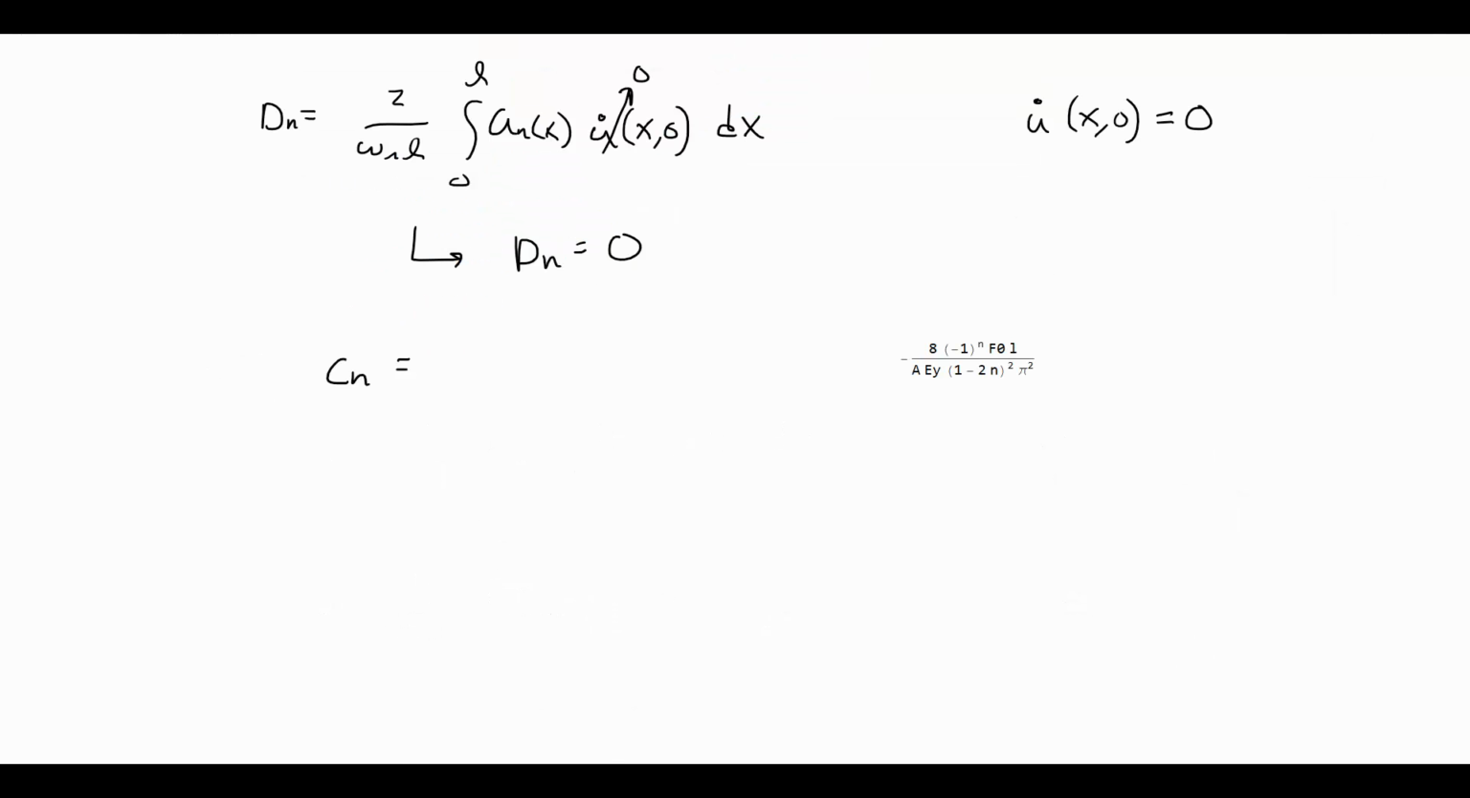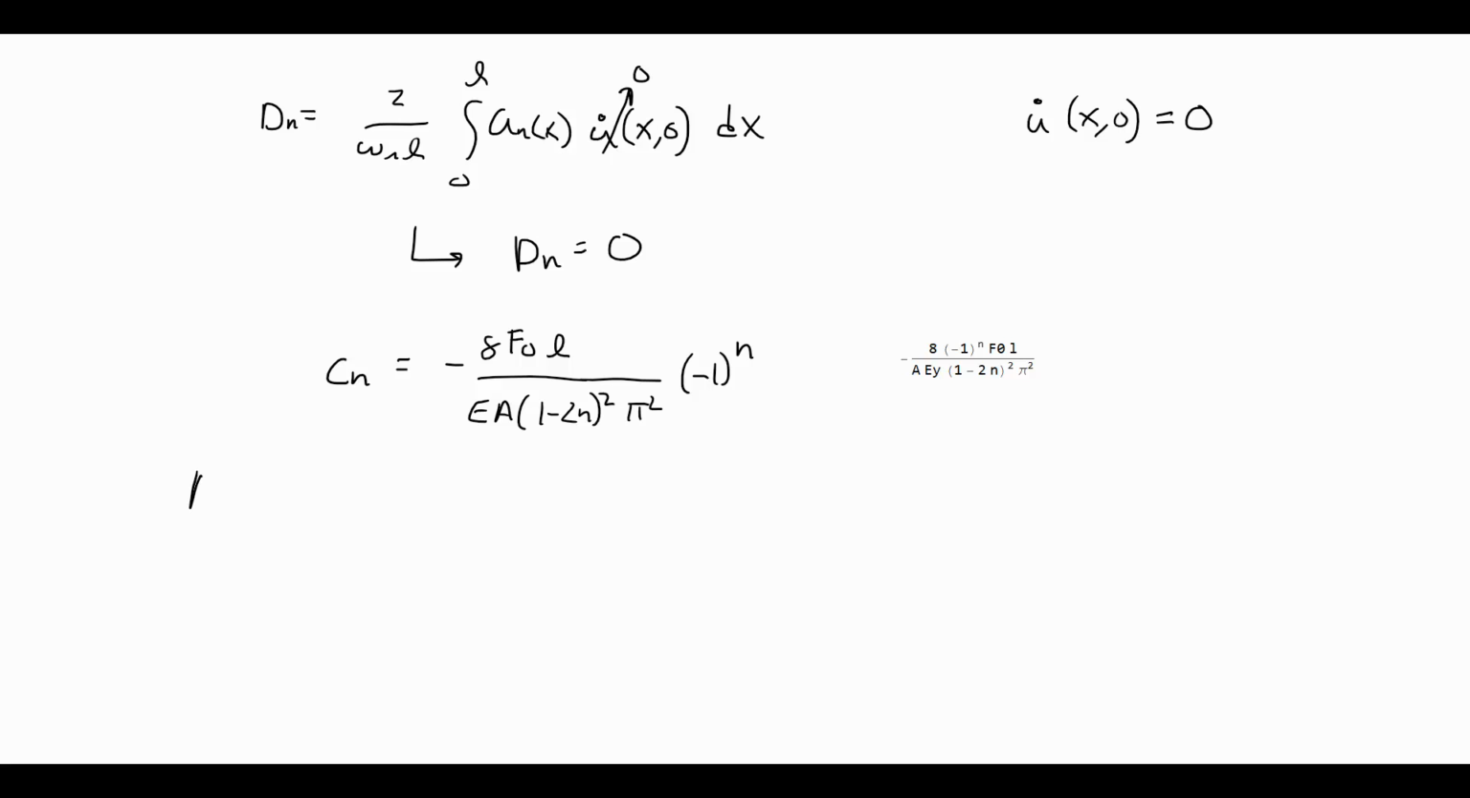So I pasted it out of Mathematica. I'll just recopy it here a little bit nicer. Right, over our EA, 1 minus 2n squared pi squared, and then it's this alternating series, -1 to the n.